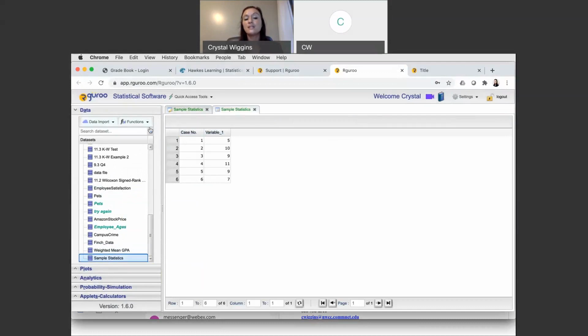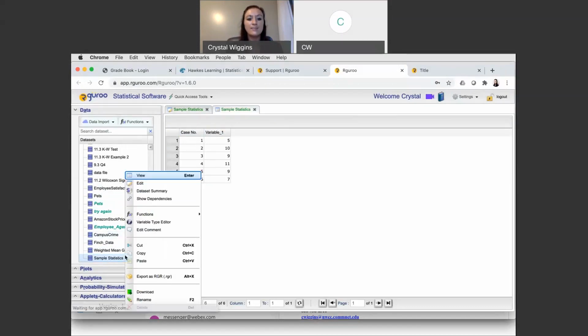Now there's 2 ways to get the sample statistics. We can go up to functions and hit summary statistics and select the data set, or we can just right click and select data set summary.